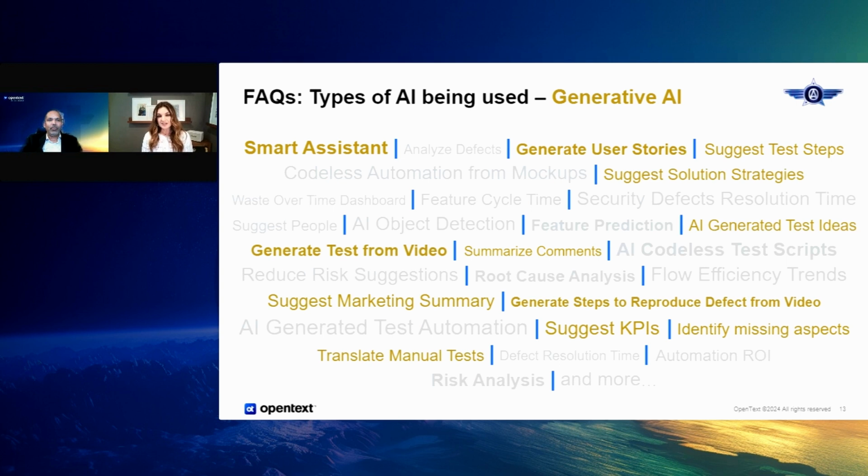The third type is what I think people mean when they loosely say AI. A lot of the buzz is Gen AI, and that's obviously part of our solution as well. Rule of thumb, that's any place where we're using the LLM. So Smart Assistant, for example, which you're going to see today, generating tests from videos, suggesting KPIs, identifying missing aspects. All these use an LLM along with the context providers that you already have in the solution. So those are the three general types of AI that we've got today.